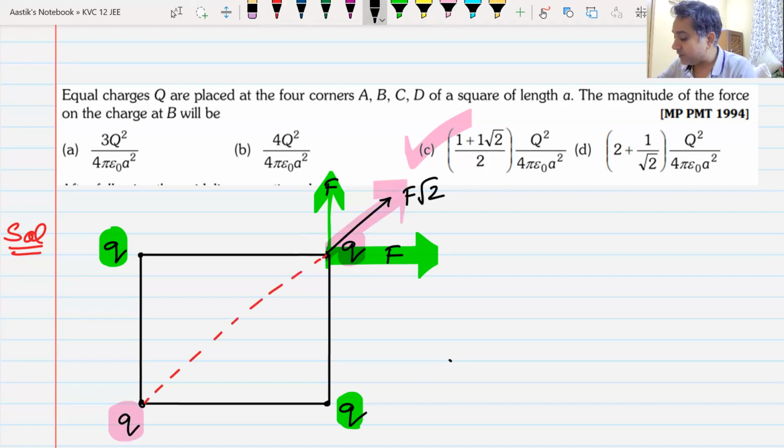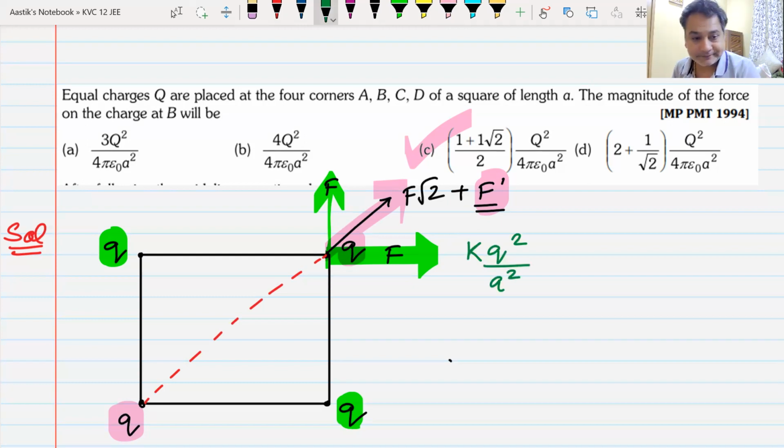The net force will be F root 2 plus F dash. This F dash is the force applied by the pink charge, and this F is the force applied by the green charges. We can just write the value of the force F. What will be the value of this force F? How much is this force F? The green force will be K Q square by A square.